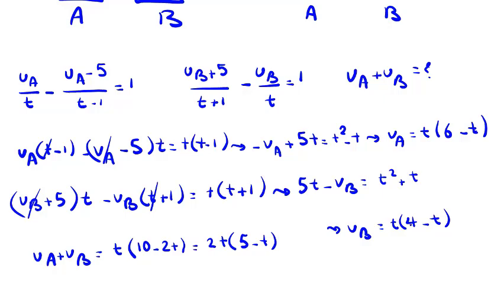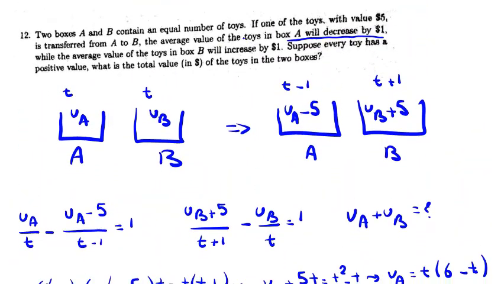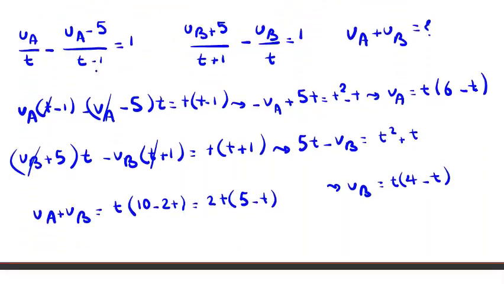Now here, T, the number of toys, is positive. Why? Because we have 5 here, so T is positive. And the problem says every toy has a positive value. So here we want to consider T cannot be greater than 4, because if T is 5, then it will be negative. So T can be only 4, 3, 2, 1. So if T is 5, then VB will be 0. Means we don't have any toy in B because every toy has positive value.